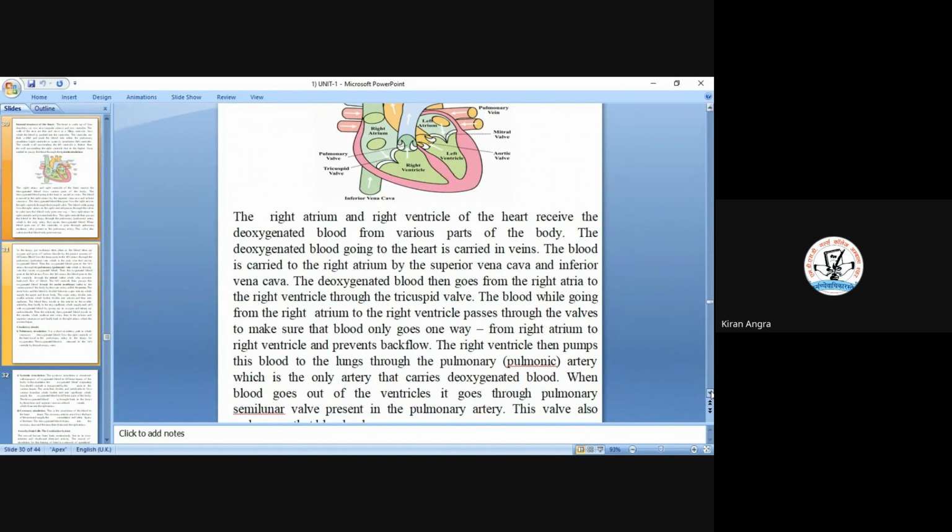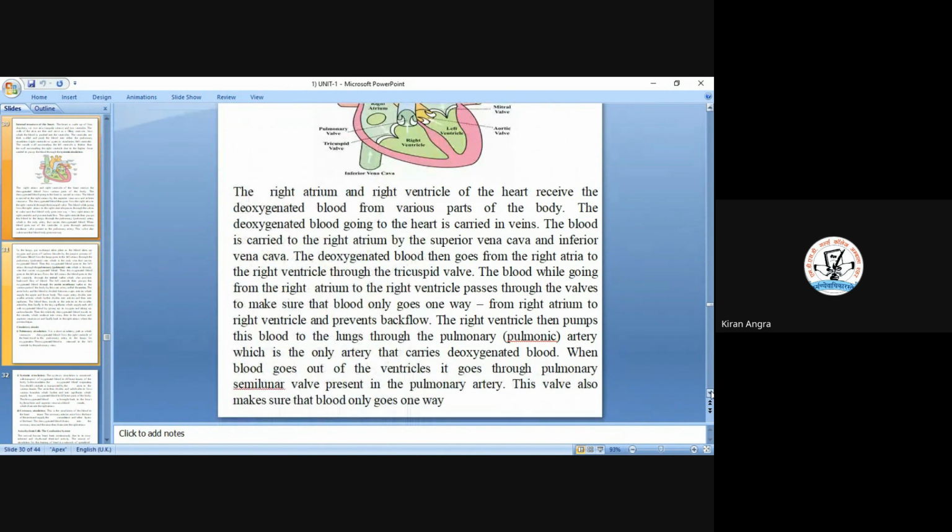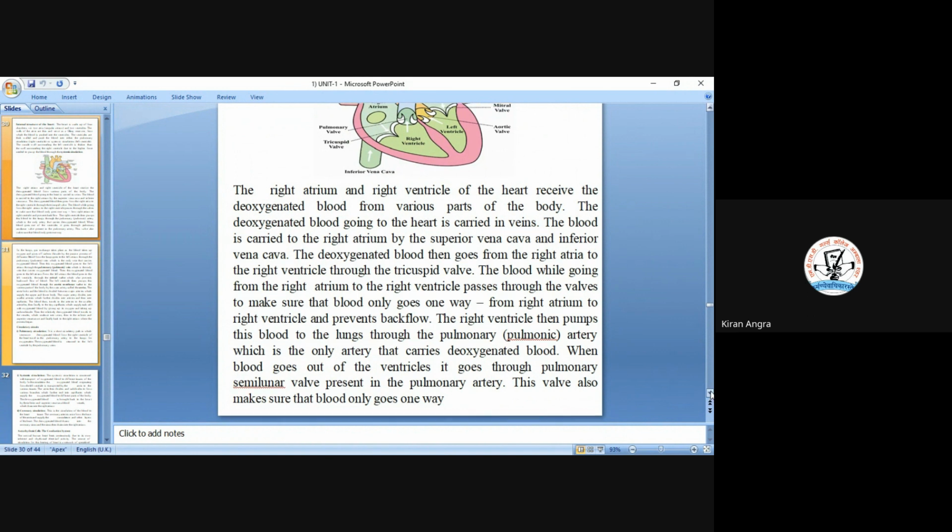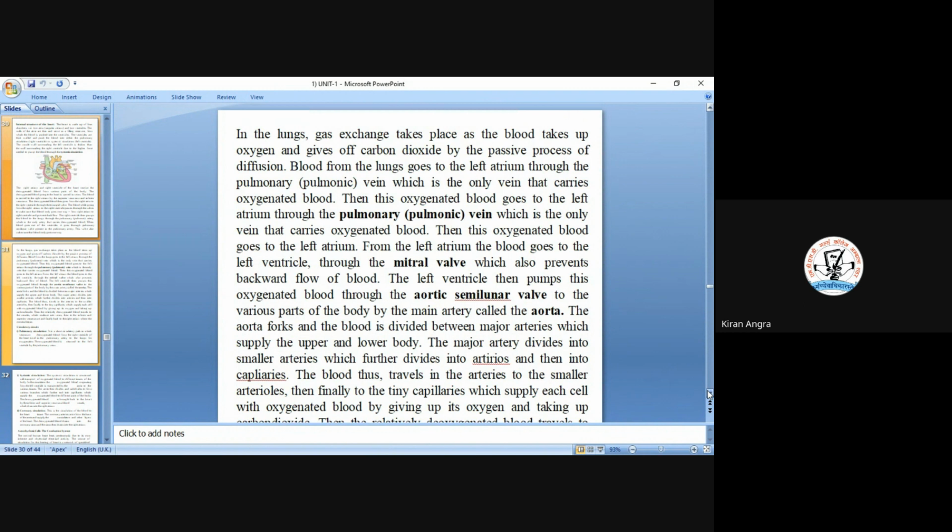So the blood from the lungs goes to the left atrium. Now the blood is no more deoxygenated, it is oxygenated, because it has taken up oxygen and given carbon dioxide to the lung by the process of respiration. When you breathe out, the carbon dioxide will come out. So now the pure blood is there from the lung.